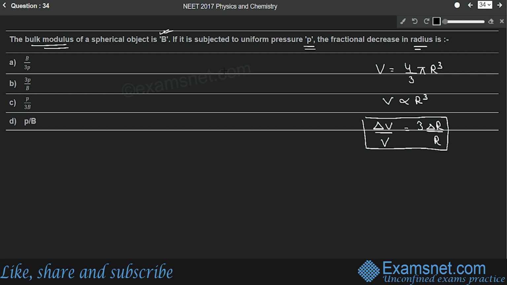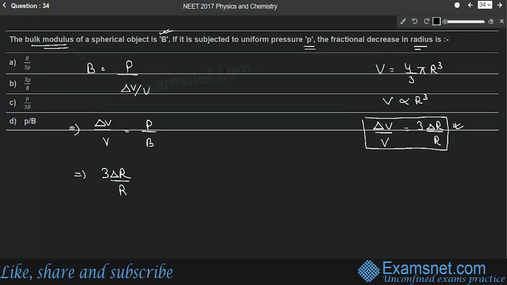Now, what is the formula for bulk modulus? It is equal to pressure divided by delta V by V. And what will be the delta V by V? It will be equal to pressure divided by bulk modulus. Now, we know that delta V by V is equal to 3 delta R by R. So let's put it here, 3 delta R by R.